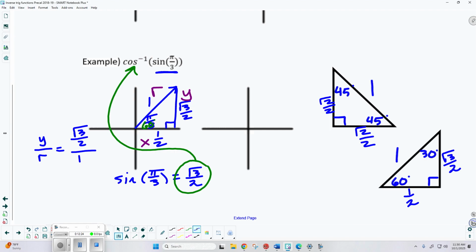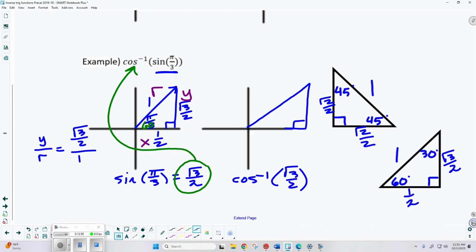So now, that's why I've got this second grid. We want to evaluate cosine inverse of square root of 3 over 2. The answer for the inside function plugs directly into the outside function. And now we just have a second problem. Well, cosine inverse can only be in quadrants 1 and 2. Where's this one? Why 1? Because it's positive. So I'm going to draw a triangle here.